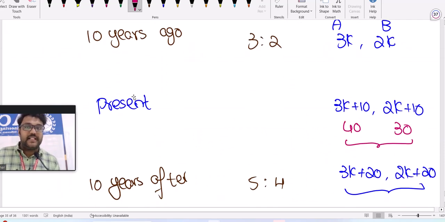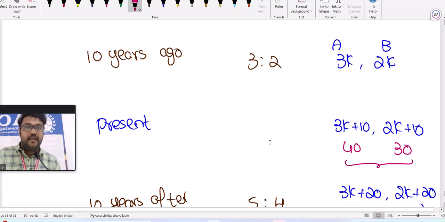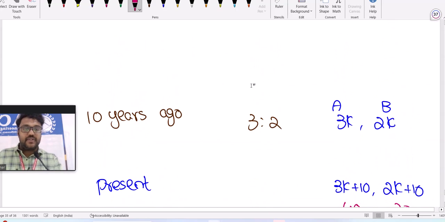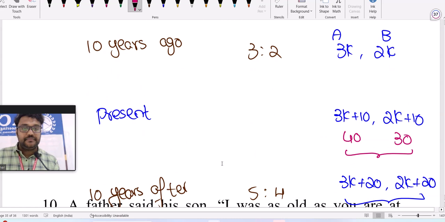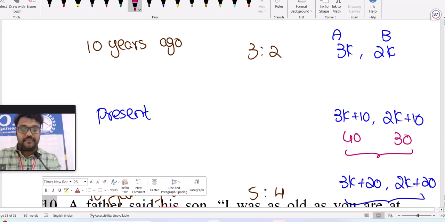Start with the ratio, whether it is at the starting or at the ending, start with the ratio, then proceed and find the K value. Solving equations only, see. We stick to the same point. We're solving the equation.